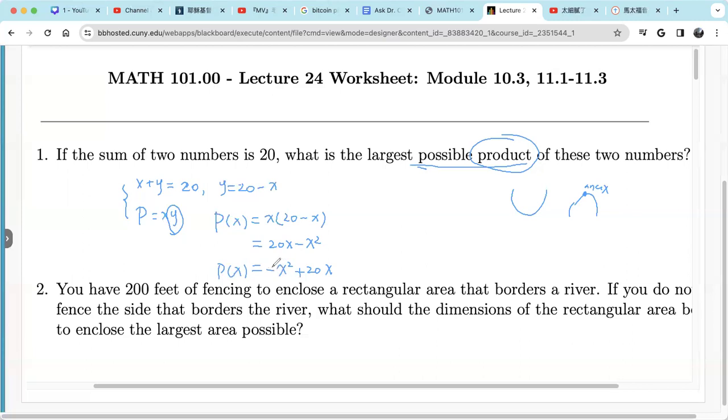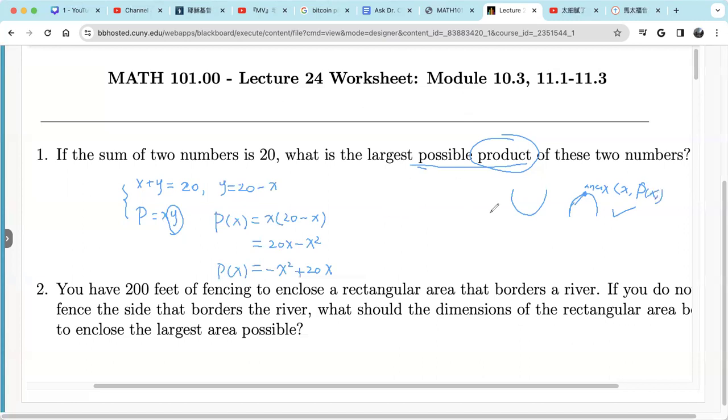So leading coefficient is negative. Indeed, the graph is like this. It's a downward parabola, and we have this maximum. So we want to find this vertex, this maximum. So we'll call this vertex, and in downward parabola, we call maximum. So we want to find out the x value and the function value, P of x.